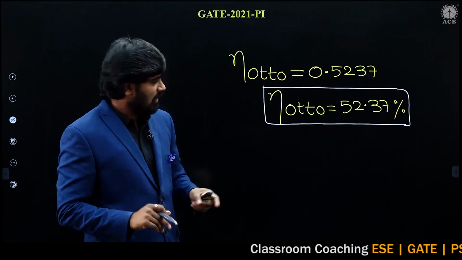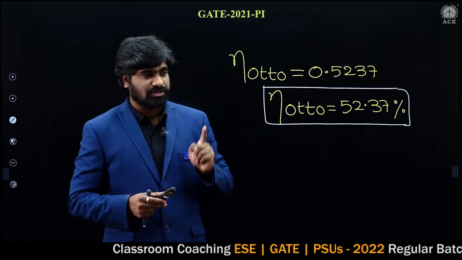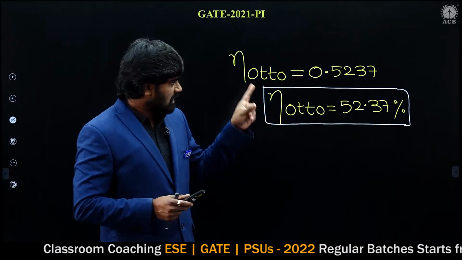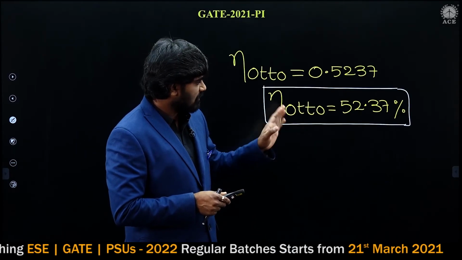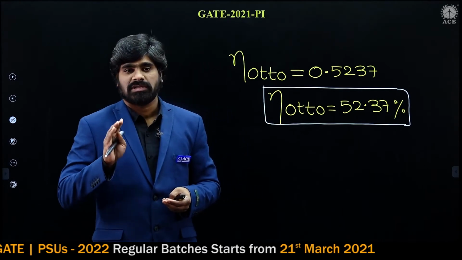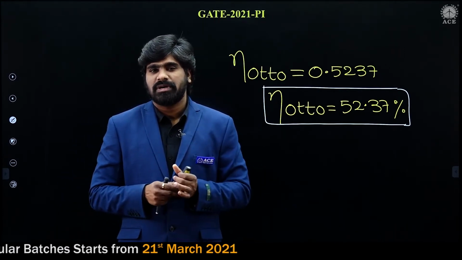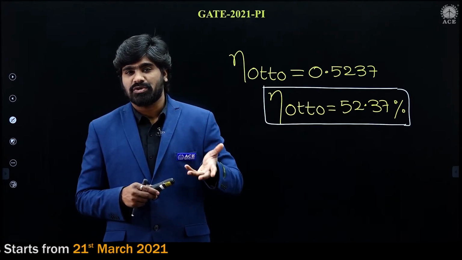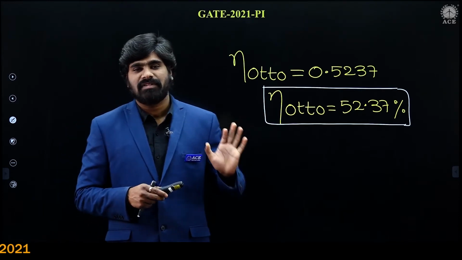So the Otto cycle is given. They have asked for the thermal efficiency of the Otto cycle, but the compression ratio is not given. Just heat supply and heat rejection are given. By substituting heat supply and heat rejection, we can find the thermal efficiency of the Otto cycle. This is a simple and straight problem, but some students may get confused because the compression ratio and gamma are not given, though heat supply and heat rejection are given. This is the answer for this problem.